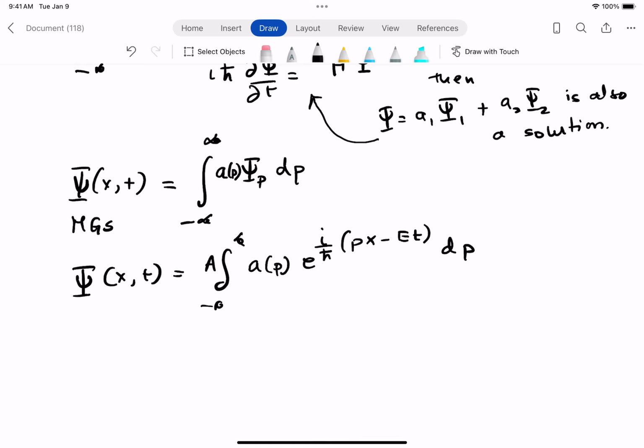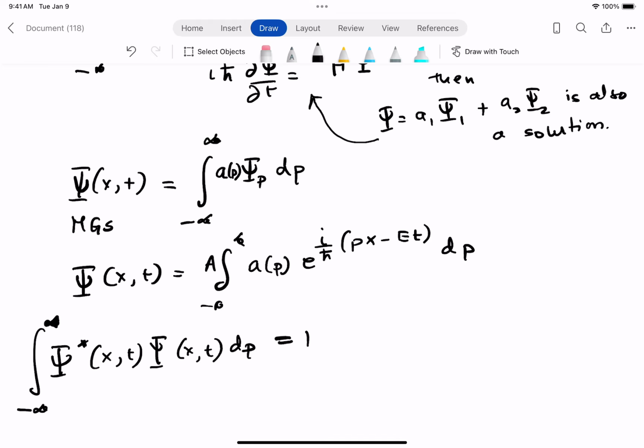So all I did here was just put down what the psi p is. What I'm claiming is that for the most general solution, if I integrate psi star x,t times psi x,t from minus infinity to plus infinity, the result will be equal to 1. And we will see that this result is indeed equal to 1 if we choose A equal to 1 over square root of 2 pi h bar, and also if a of p is normalizable.